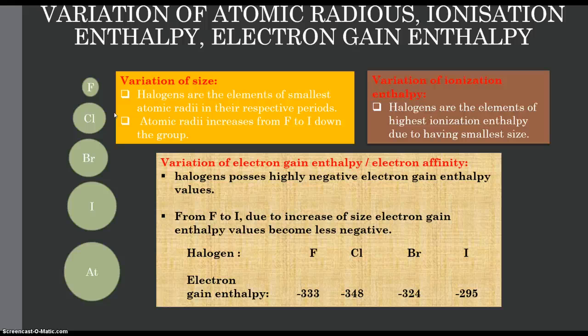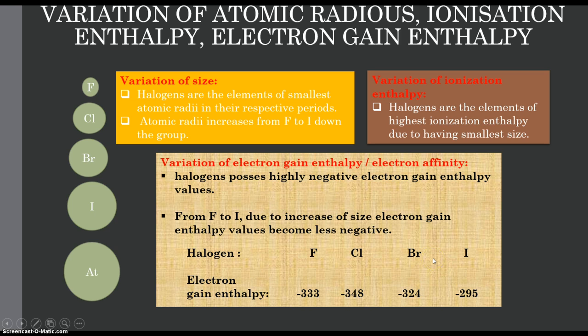So electron gain enthalpy value will be decreased. That means as we move from fluorine to iodine, the electron gain enthalpy values become less negative, right? You can just realize this fact by observing the values of electron gain enthalpy from fluorine to iodine. From fluorine to iodine, the values are becoming less negative: minus 33, minus 303, and the last value is minus 295. That means the values are getting less negative, and this is due to the increase of size from fluorine to iodine.